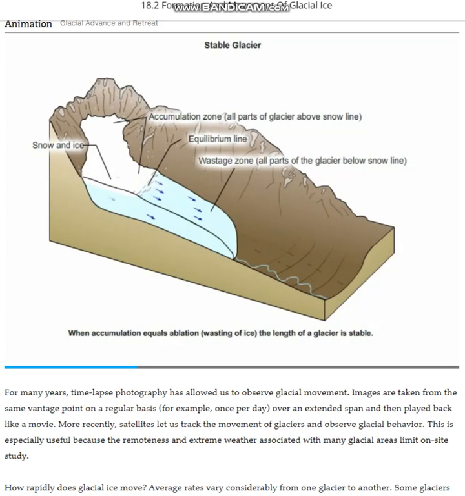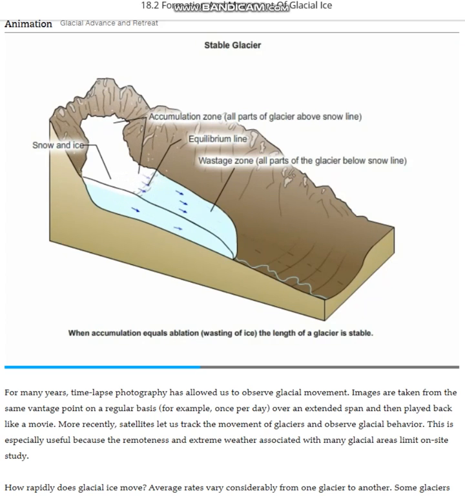In the accumulation zone, old snow, still frozen at the end of summer, is covered by the first new snow of winter. The old snow is eventually compacted into dense granules called firn or névé. Over time, firn is transformed into glacial ice. When the thickness of ice reaches about 50 meters, about 165 feet, the ice begins to flow.